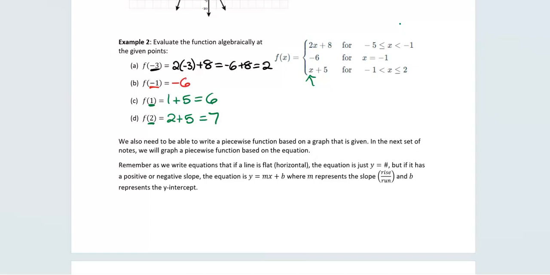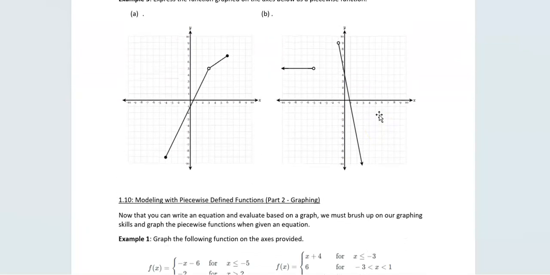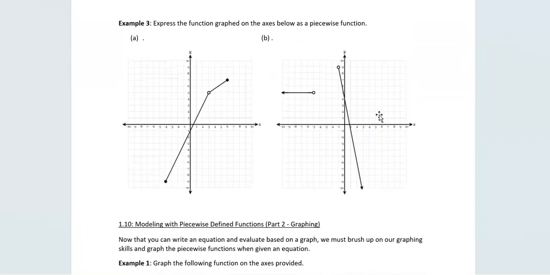Equals -1, -1 to 2. So we have to include that piece of our piecewise equation in order to accurately write the equation that goes with this problem. So if we look right here, we have two pieces. We have this piece and we have this piece. So let me color code it for you.